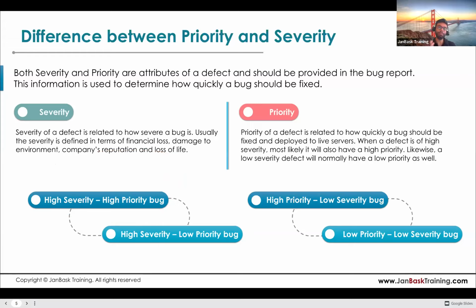and that is affecting the business, that is affecting the functionality of the application. So that is also an example of a high priority and high severity bug. Now let's come to the last thing, which is a high severity low priority bug. Can you give me an example of a high severity low priority bug?